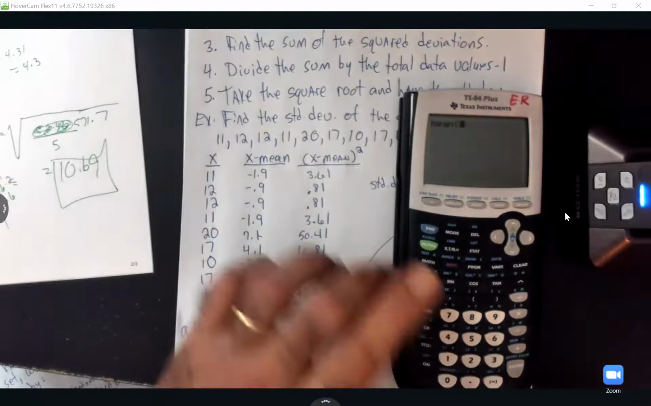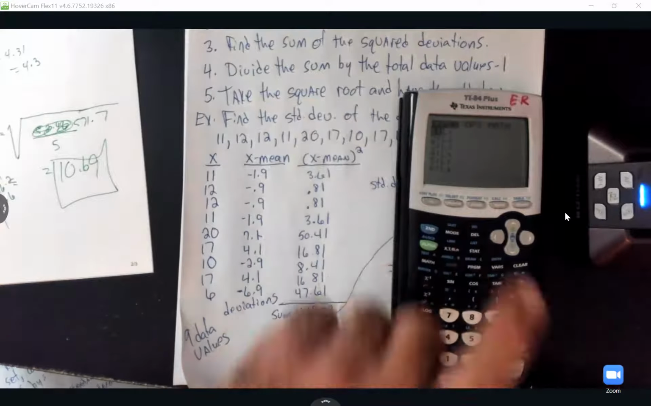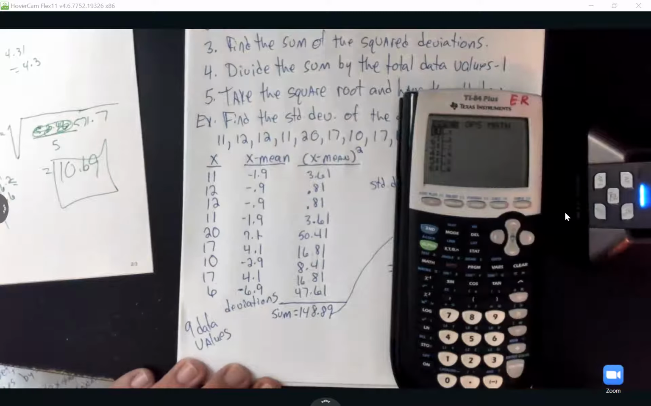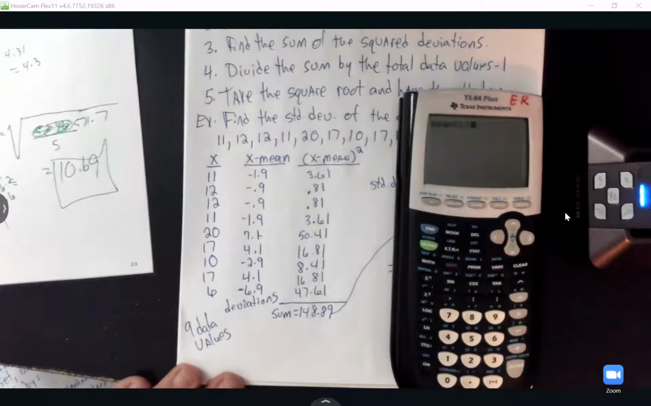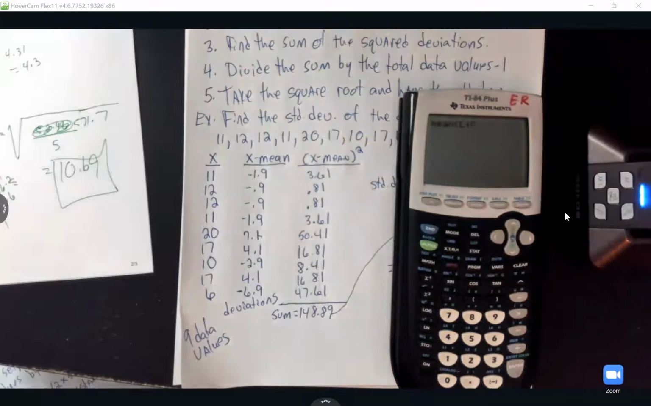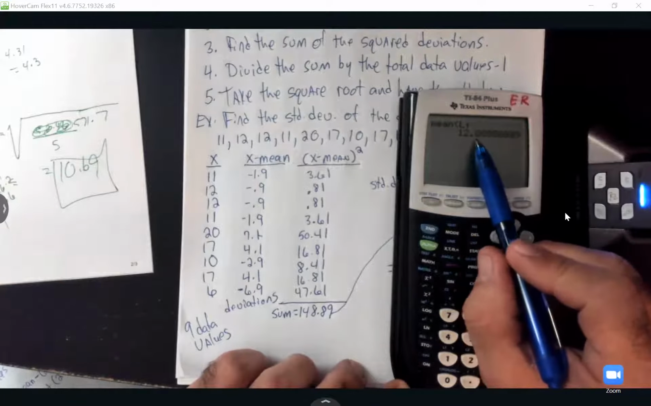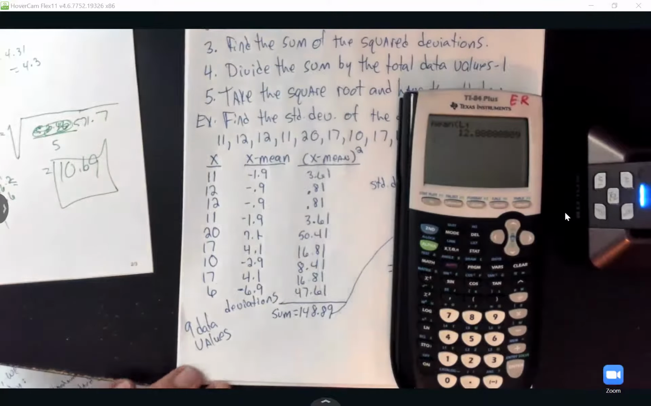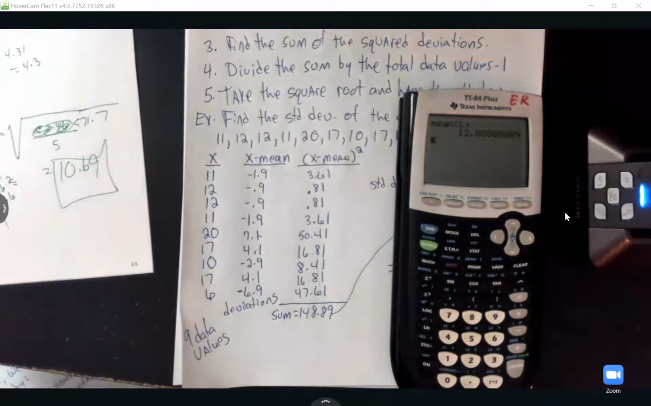So to get that list, we hit second stat again. Notice L1's already highlighted there, so hit enter. It's going to pop L1 on the screen. It now says, hey, we're going to do the mean of your L1 list. So when I hit enter, there we go. We get 12.888, which I would have rounded to 12.9 like we did a while ago. So we got the same mean as we did a while ago.